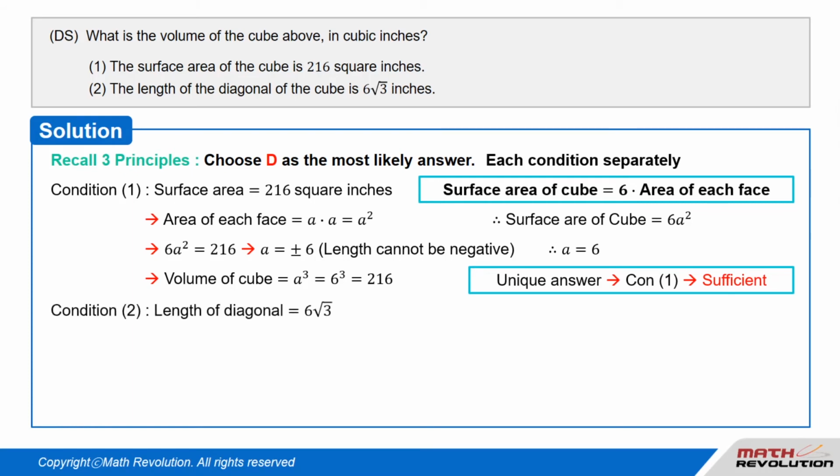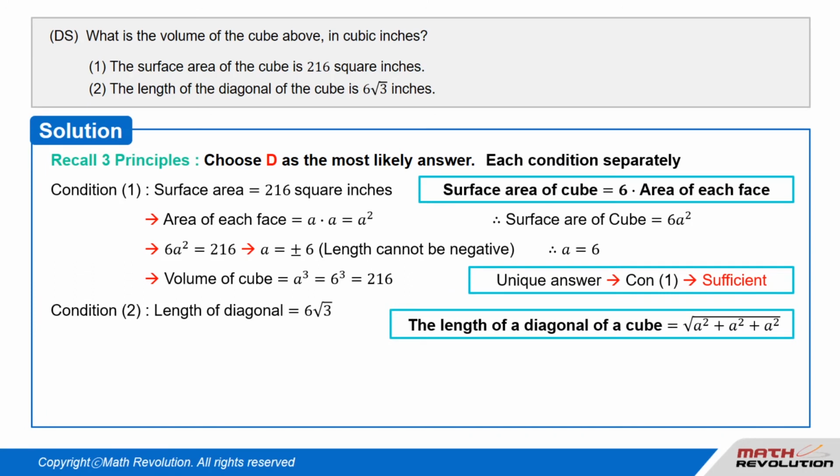Condition 2 tells us that the length of the diagonal is 6 times square root of 3 inches. As the length of a diagonal of a cube is square root of A squared plus A squared plus A squared, adding like terms, we get square root of 3 times A squared. The square root of A squared equals A, so it simplifies to A times square root of 3. Hence, the length of diagonal of cube equals A times square root of 3.